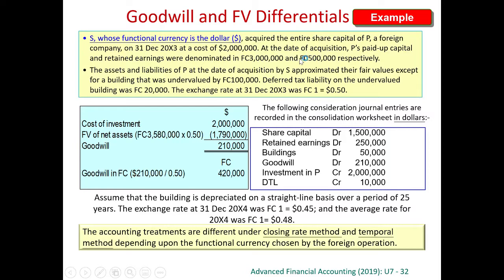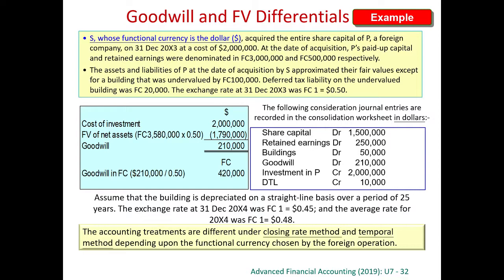This 3.5 million is the book value of the net assets, but on top of which there has been a fair value increment. After tax, this is 80,000. So therefore the fair value of the net assets is share capital plus retained earnings plus fair value increment after tax, altogether 3.58 million. On that day, this is recorded in FC, but we want to calculate the goodwill now in dollar. Therefore, FC should be translated into dollar, and therefore this is $1.79 million. So in terms of dollar, goodwill is $210,000. This is how we calculate goodwill.